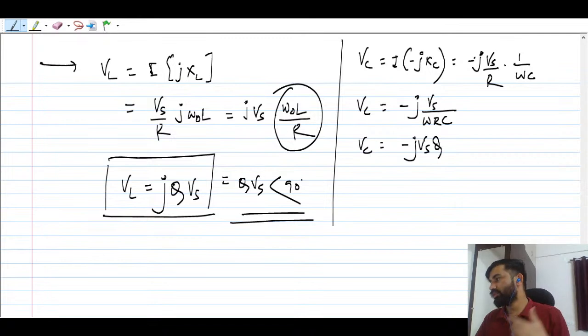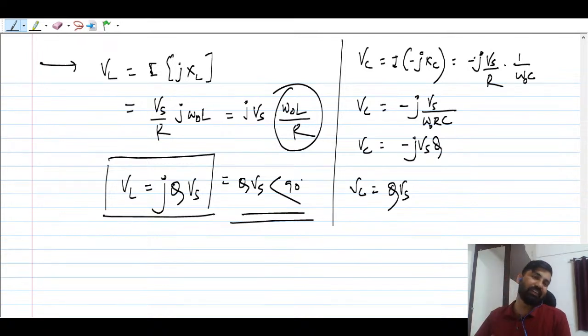Vc is going to be minus j times Vs times Q. Q is going to be 1 by omega naught RC, that you know. At resonance, you should put omega naught, so that you can differentiate it from the frequency. Omega naught is what we call the resonant frequency. So Vc is Q times Vs. The magnitude of voltage across the inductor as well as the capacitor at resonance should be the same.